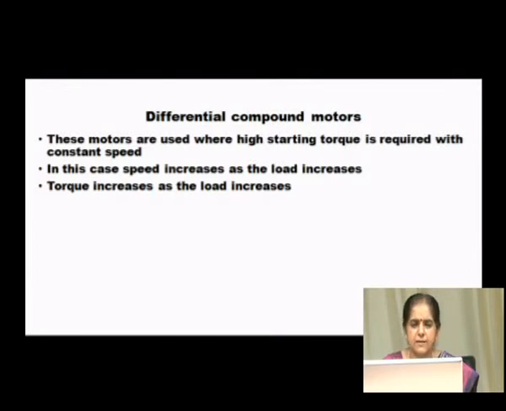And when you come to the case of the differential compound motor, these motors are very rarely used where high starting torque is required with constant speed. In this case, the speed increases as the load decreases and also the torque increases as the load increases, because the two field windings, the shunt field winding as well as the series field winding, the fields developed by these two will oppose each other. Therefore, this type of motor is very rarely used. So, these are the different applications of the DC motor.